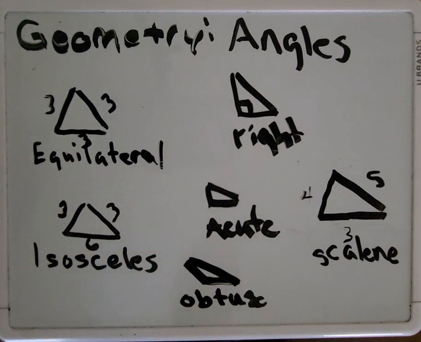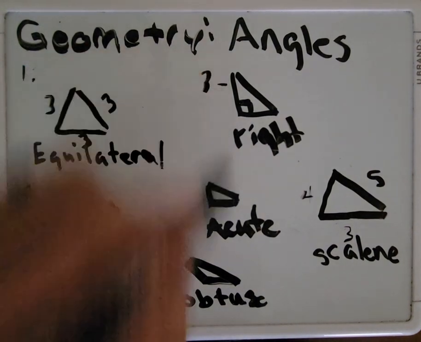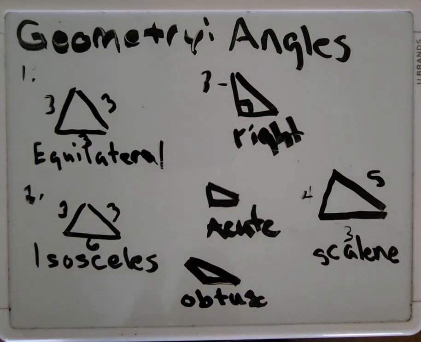But as I said, the most important ones to know are the equilateral, where all the sides are the same, the isosceles, which is going to be just two sides the same, and the right triangle, where it's a 90-degree angle. But this is what the angles are, and it's important that you remember it when it comes to going into the actual geometry.